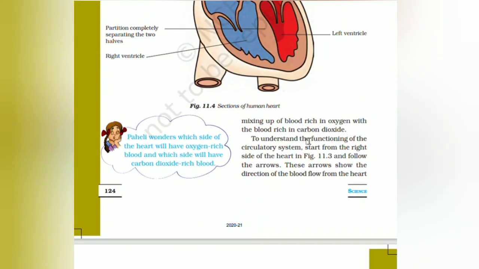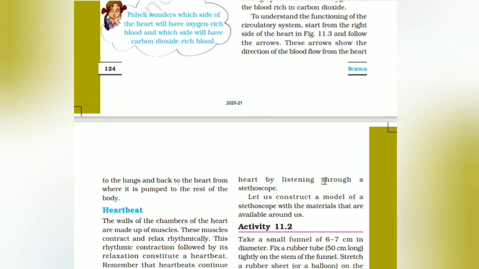To understand the functioning of the circulatory system, start from the right side of the heart and follow the arrows. These arrows show the direction of blood from the heart to the lungs and back to the heart, from where it is pumped to the rest of the body.